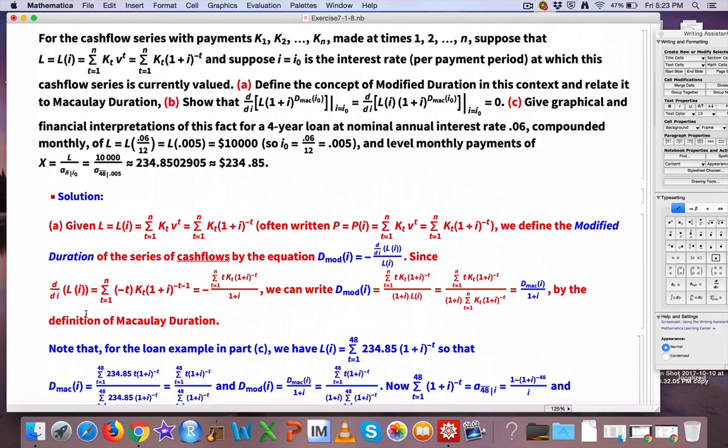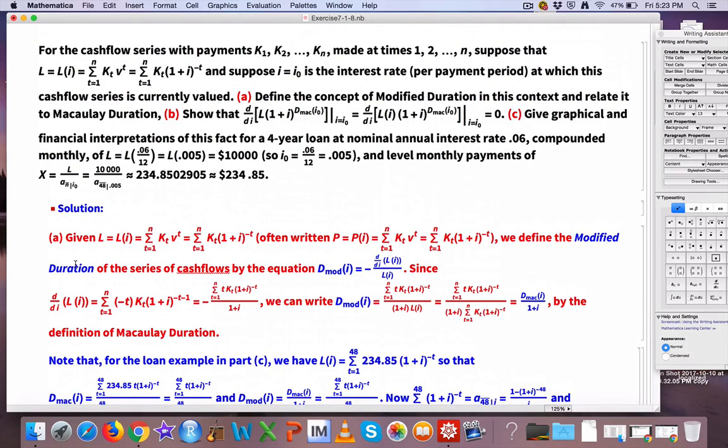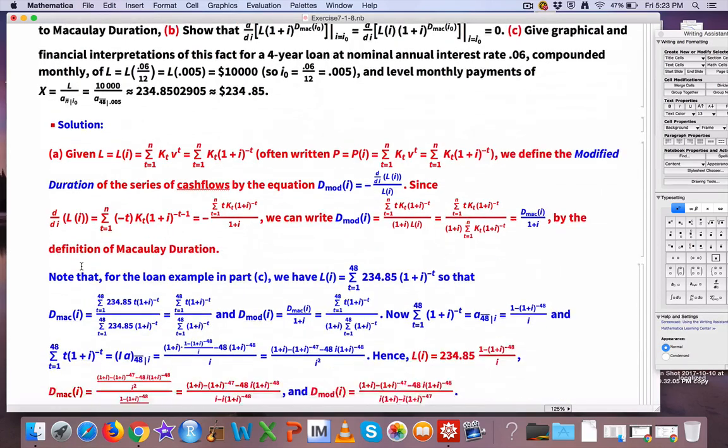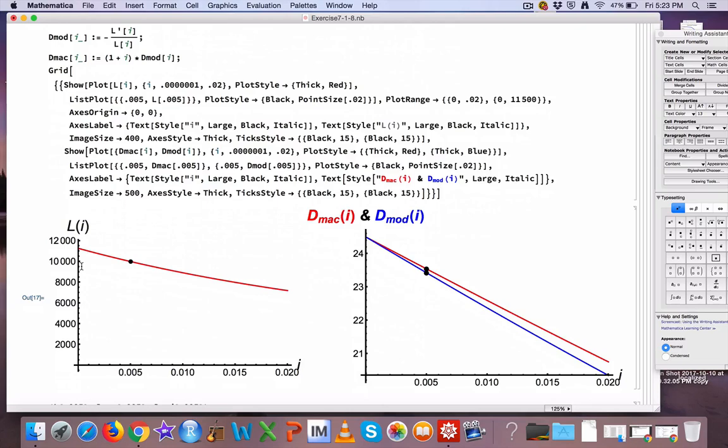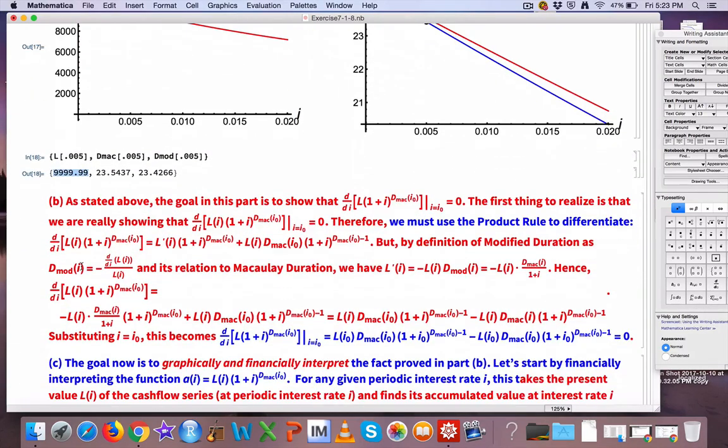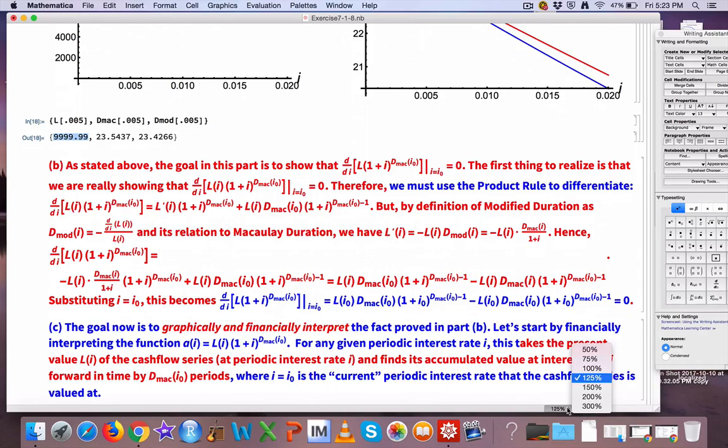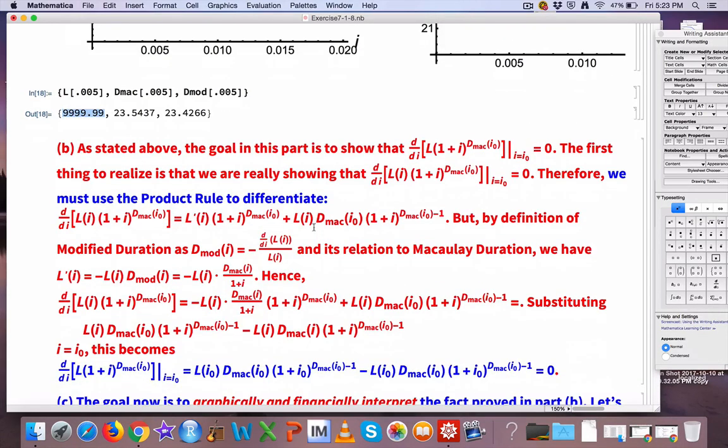But what we need this modified duration for is to help us do part B now, and also for some future videos where we'll look more at modified duration. Let's move on to part B now, which is the main thing in Broverman. So here we are. Let's make it bigger again. So we want to verify this fact right here. We've got a product of two functions. L of i is the first function. 1 plus i to this fixed number, the Macaulay duration evaluated at i0, the given interest rate for the given loan, that's the second function. We need the product rule to differentiate.